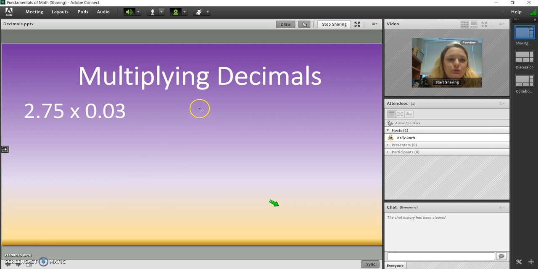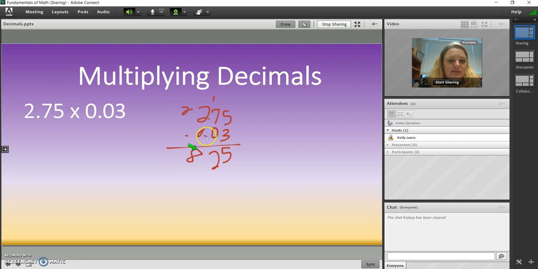Multiplication. You do not need to worry about lining it up. 2.75 and then 3. It just happens that they lined up here. All right, we're doing multiplication. So 5 times 3, 15, carry 1. 7 times 3 is 21 plus 2, 22. 3 plus 2 is 6, plus 2 is 8.